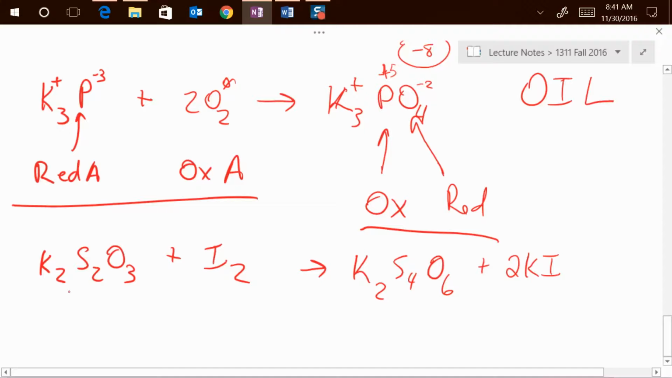Okay, so let's look at this one. So this has a +2. Well, it's a +1 because it's potassium. Oh, sorry, you want to balance it. Did I not balance it? Sorry. Okay.